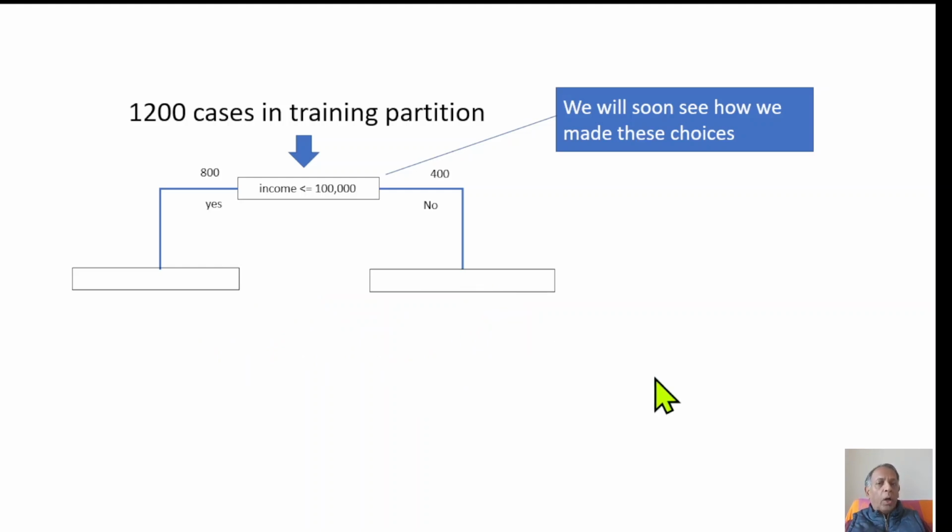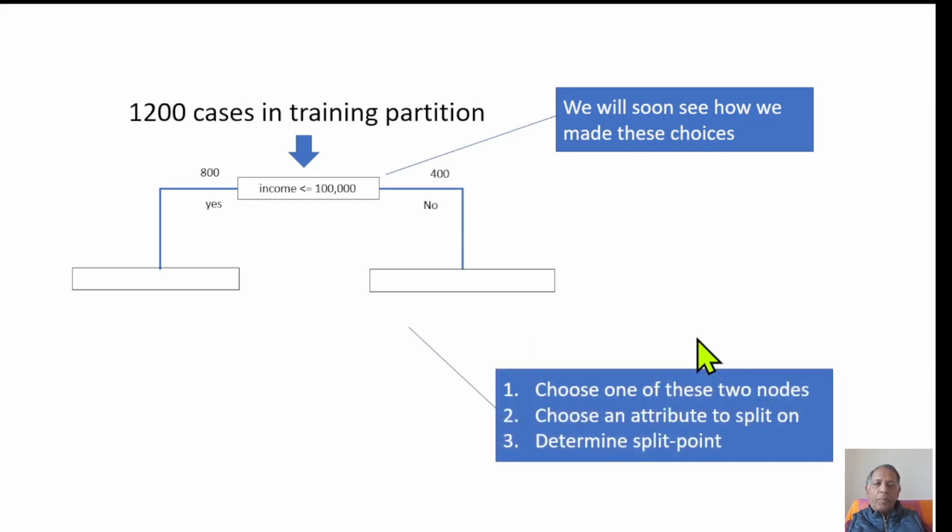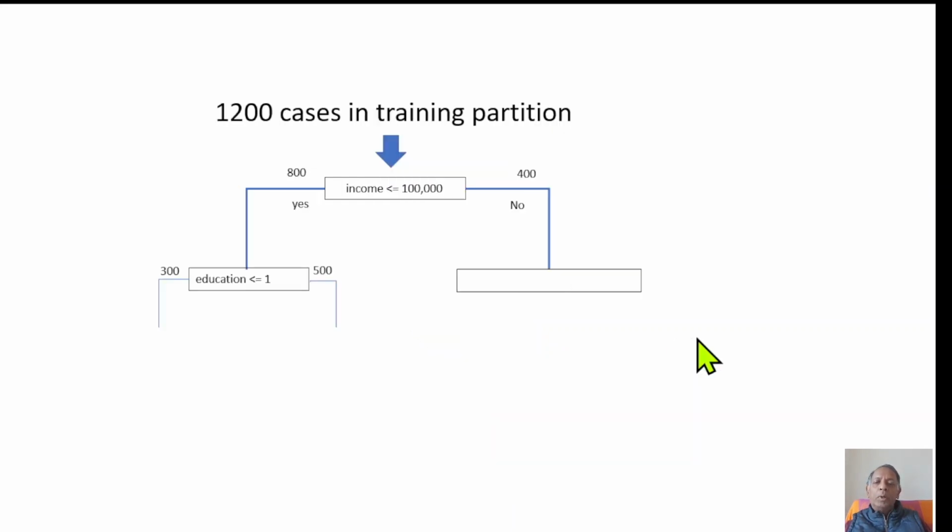Now the computer is again going to take one of these buckets and split it into two parts, once again based on some criteria. Let's assume that the computer chose this bucket to split into two parts. Why this bucket? We'll see later. And why split it on education less than or equal to 1? We'll see that later.